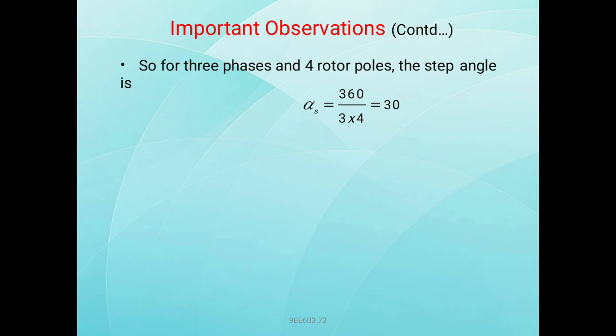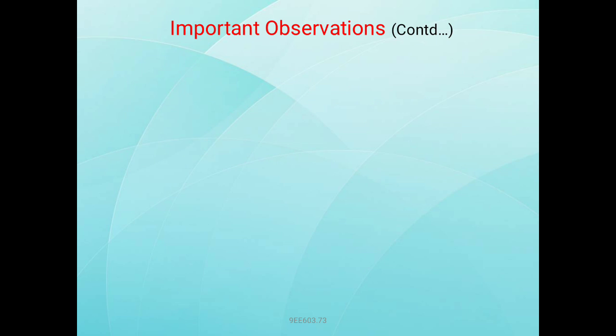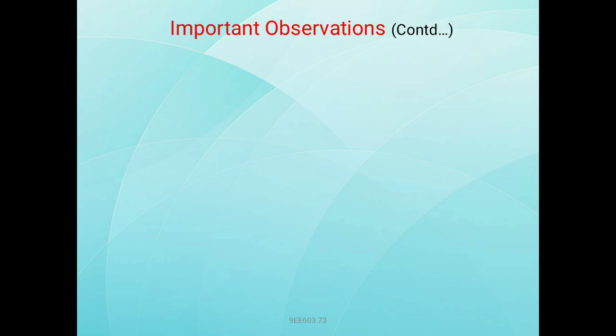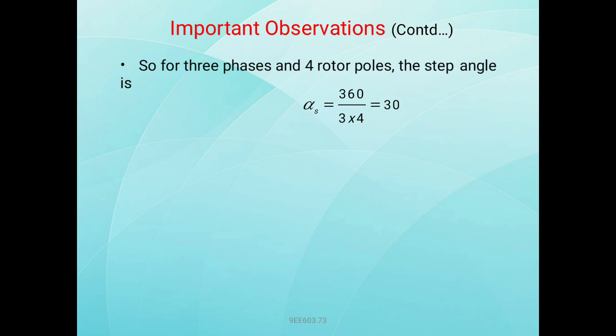For example, if we have 3 phase and 4 rotor poles, here n is the number of stator poles, 3, and p is the number of rotor poles, 4. So the step angle alpha s is equal to 360 by 3 into 4, that is equal to 30 degrees.